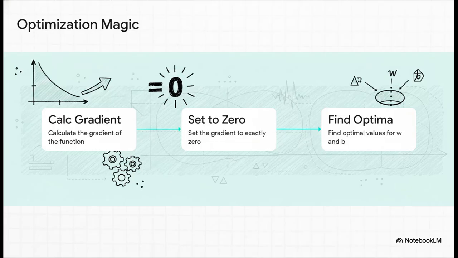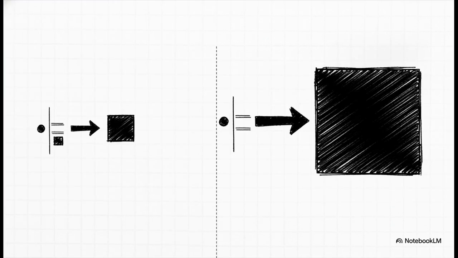And having a smooth curve, that unlocks the actual mathematical magic of optimization. Because we have a continuous derivative, we can easily calculate the gradient of the function. Then we simply set that gradient to 0. Why? Because the value of a gradient at the absolute bottom, the absolute minimum of a function, is always 0. This neat little trick perfectly locates the absolute minimum of our penalty, handing us the exact optimal values for our parameters, w and b.